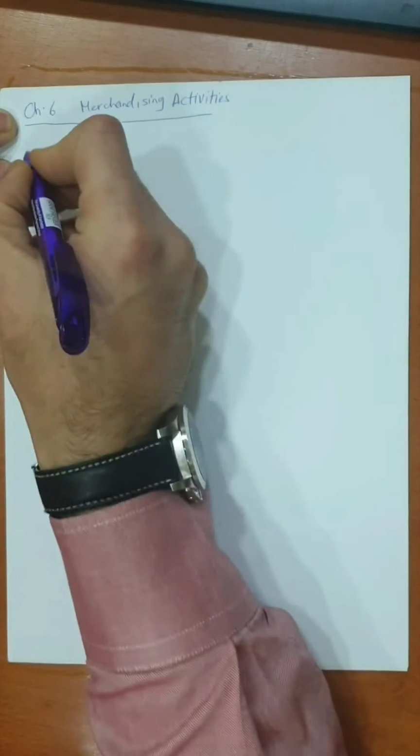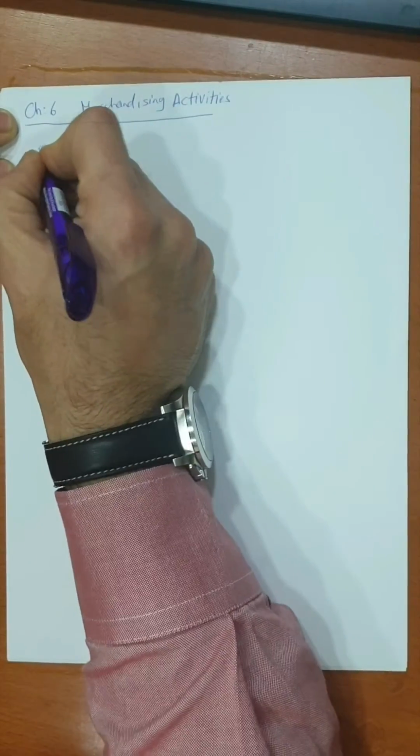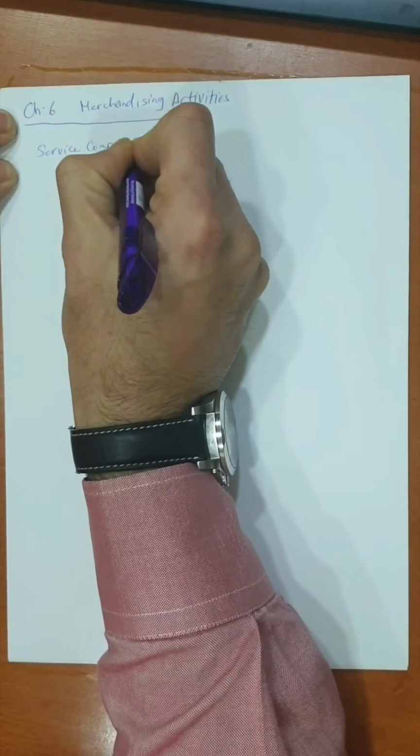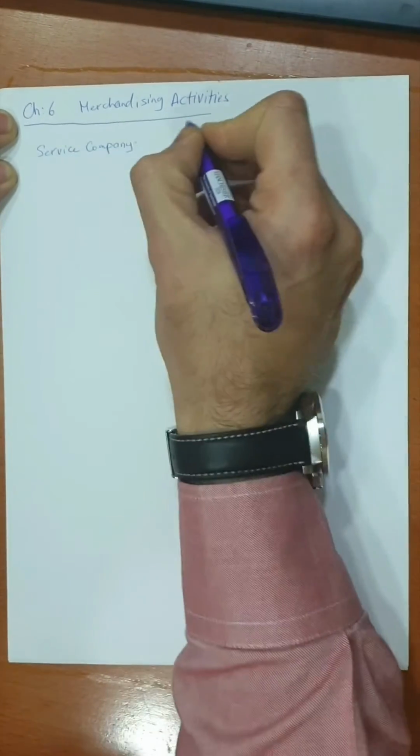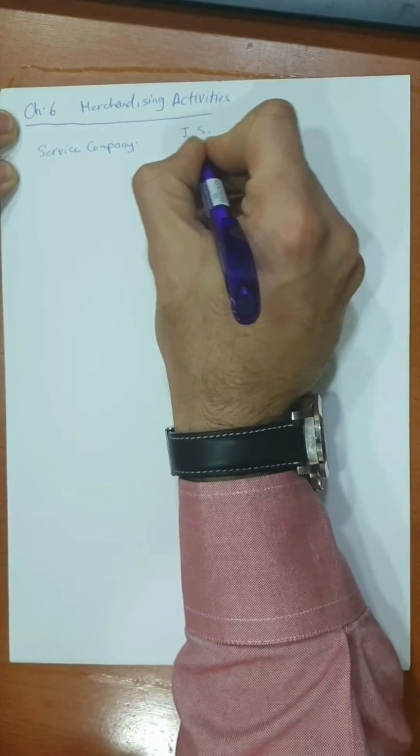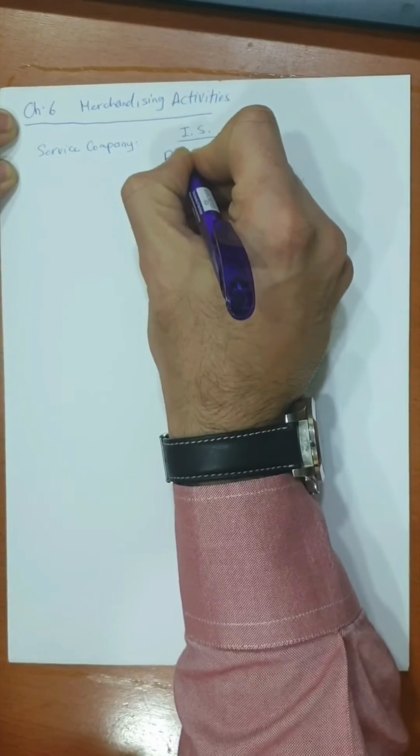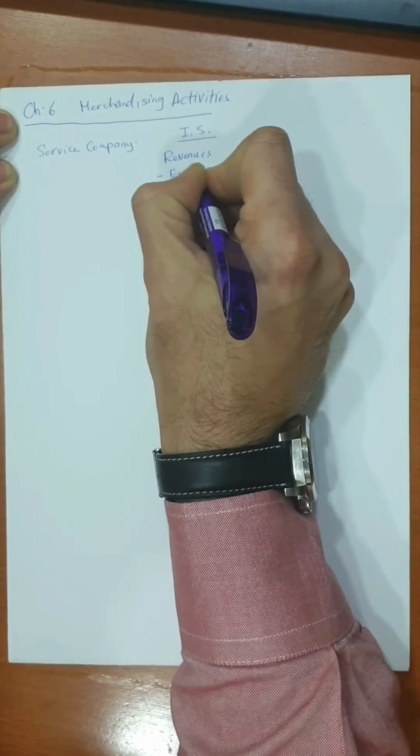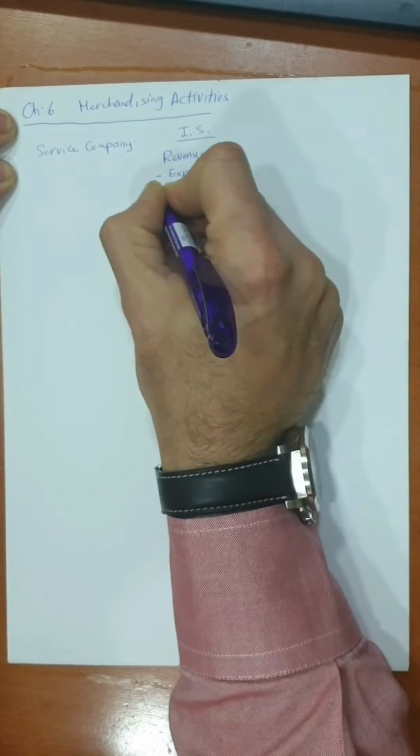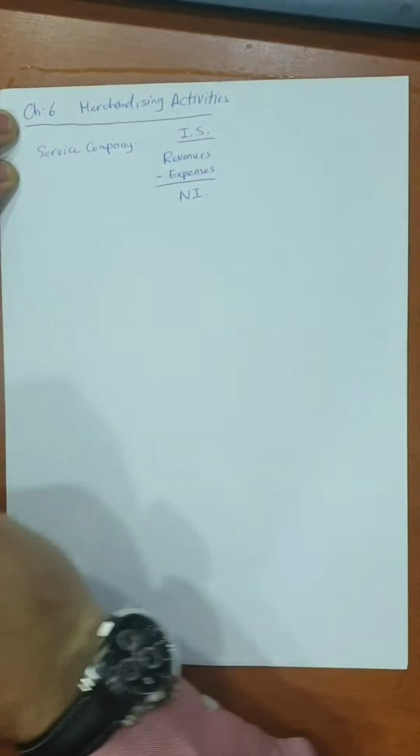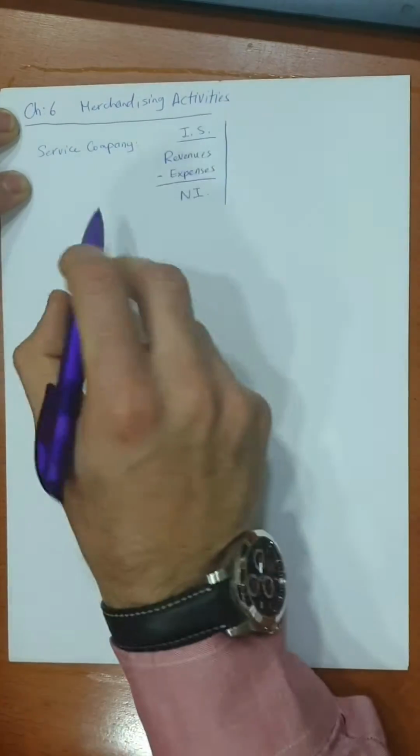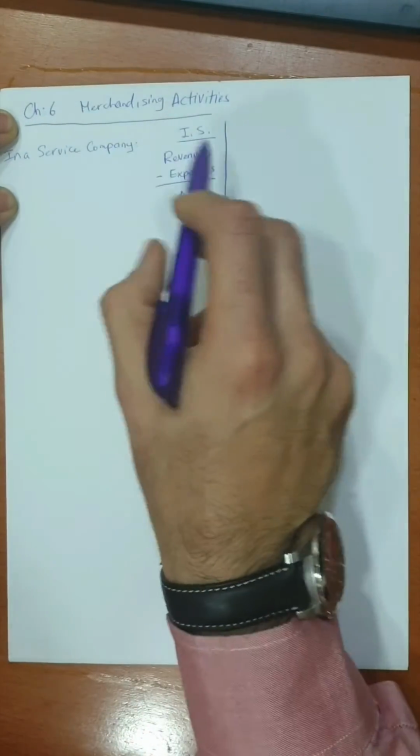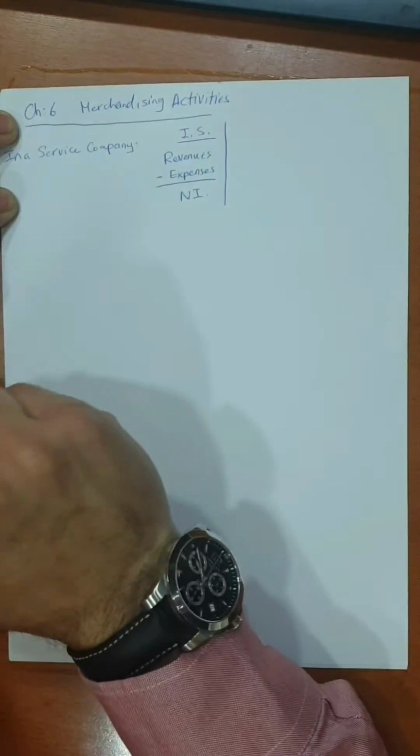So what I was saying is that a service company has an income statement that basically includes revenues and then deducts expenses to get your net income, right? Because in a service company there isn't any merchandise or inventory included.